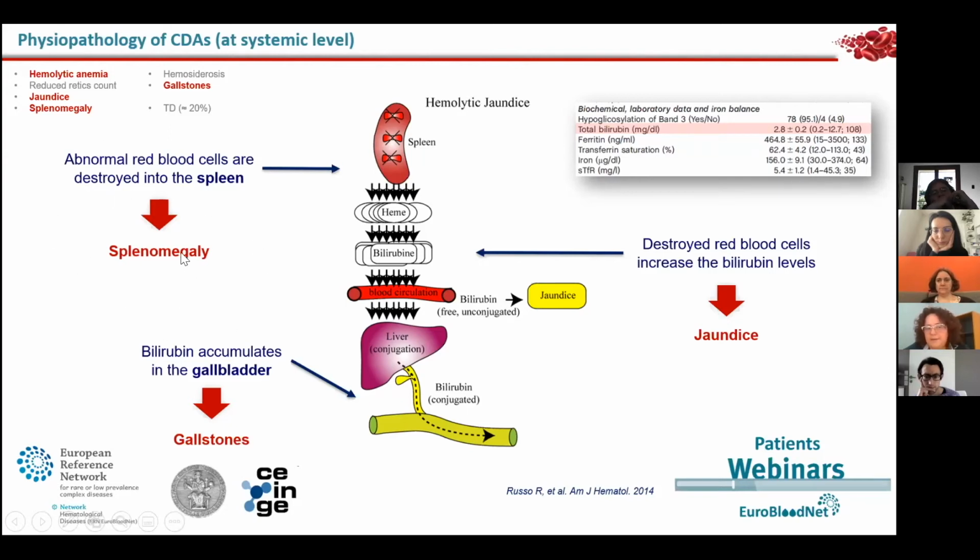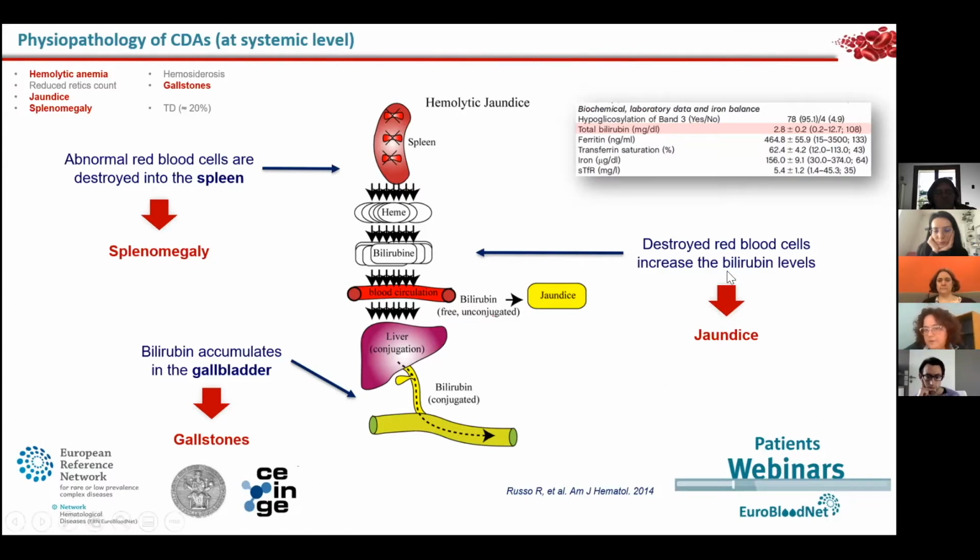Splenomegaly arises from the fact that beyond the reduced production of red blood cells in this patient, we also have some production of red blood cells that are abnormal, so they are easily destroyed in the spleen, and this accounts for the enlargement of the spleen that is termed splenomegaly.